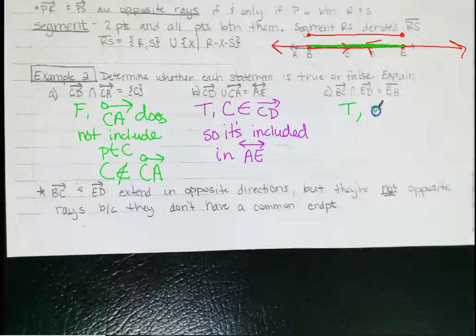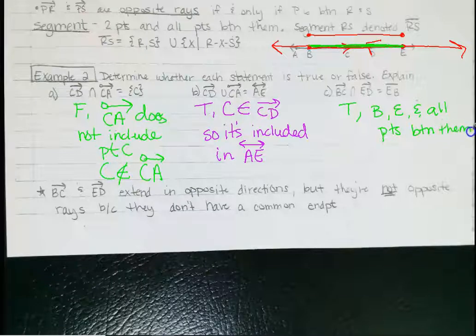So we might say B, E, and all the points between them. Ooh, that's real screechy if you can hear it. I'm sorry. Are members of both rays.